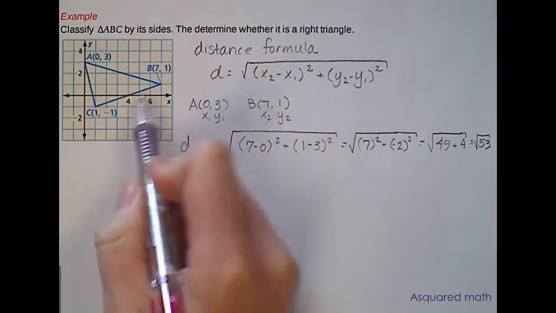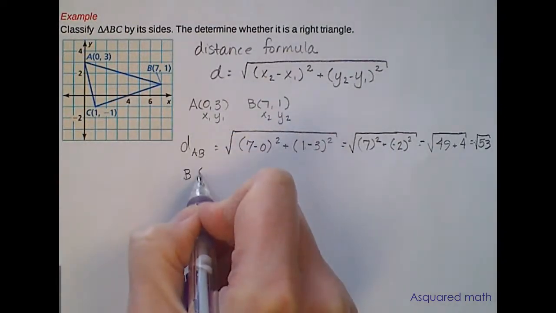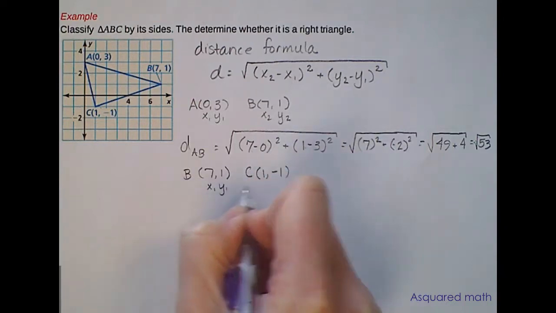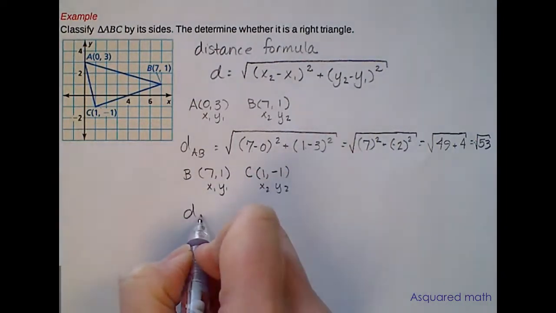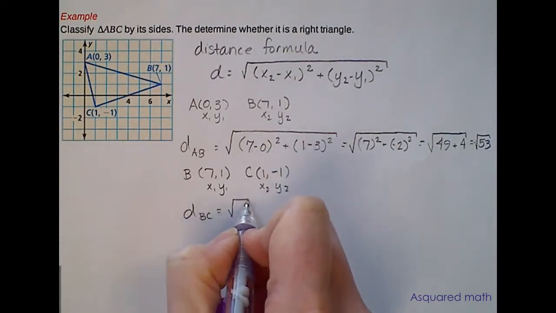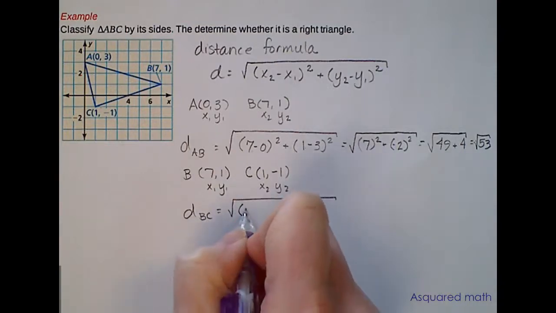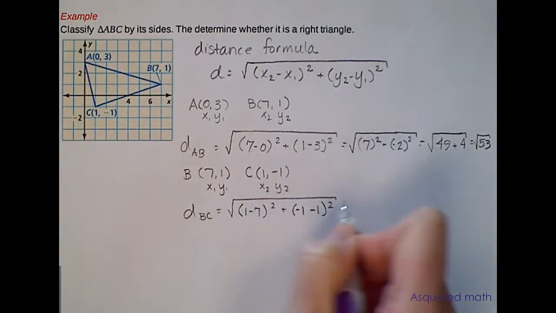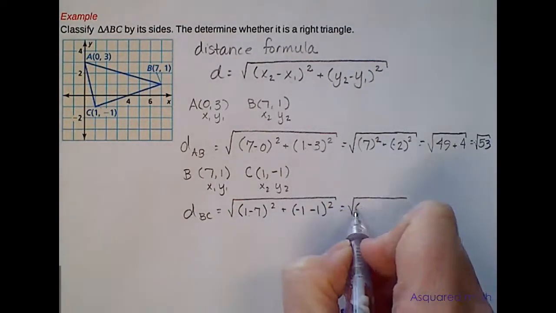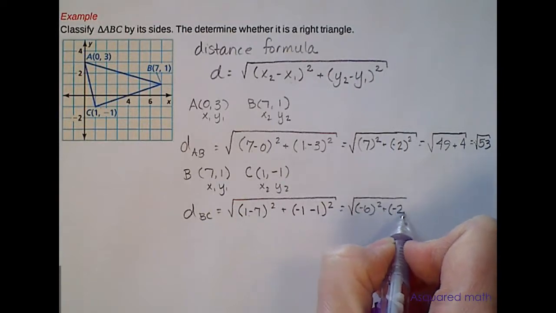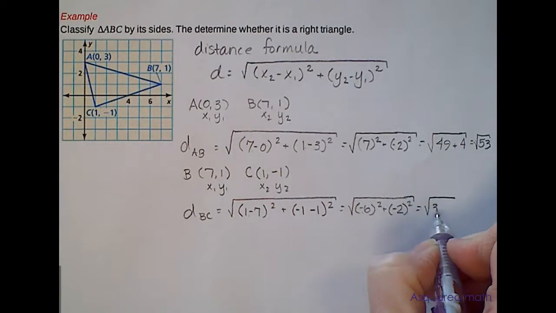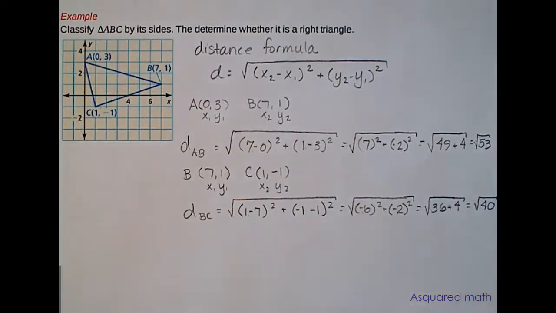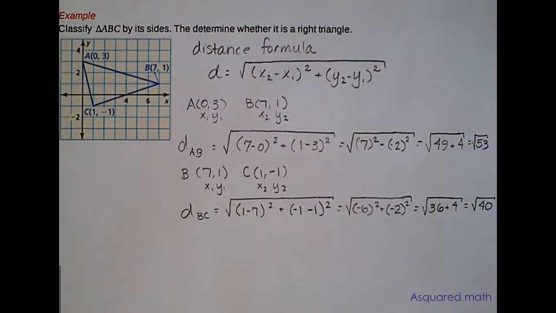Next, let's look at side length BC. I'm going to write out my coordinate points again: 7, 1 for B, and C is 1, negative 1. Indicate x1, y1, x2, y2. Find the distance of BC by taking the square root of the difference in your x's, 1 minus 7 squared, plus the difference in the y's, which is negative 1 minus 1 squared. Subtract, we get negative 6 squared plus negative 2 squared. Negative 6 squared is 36, and negative 2 squared is 4, so we end up with the square root of 40. I'm not going to worry about simplifying this right now.